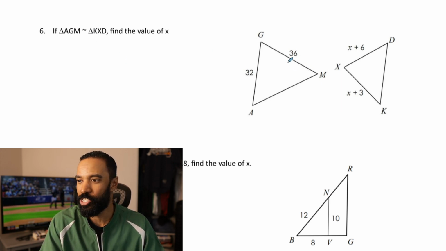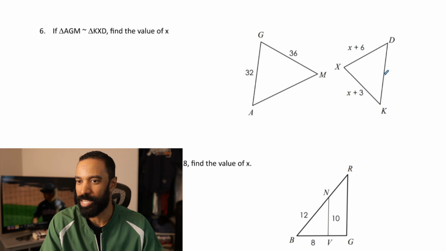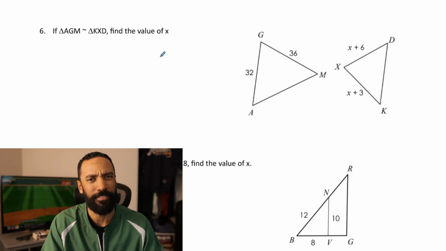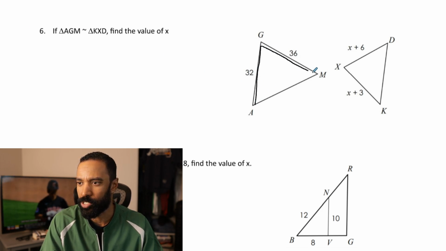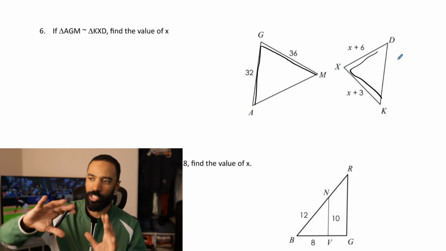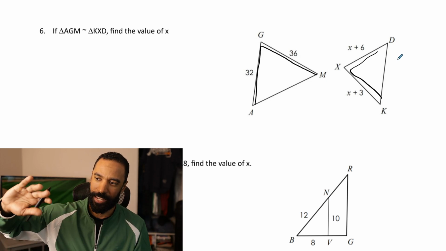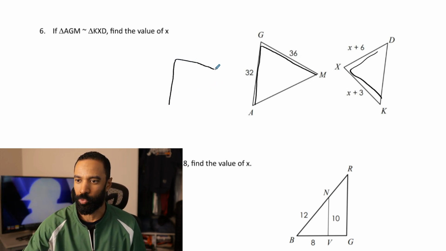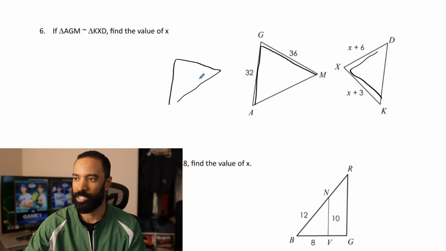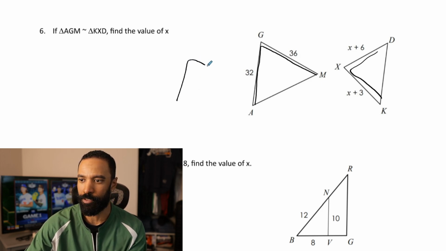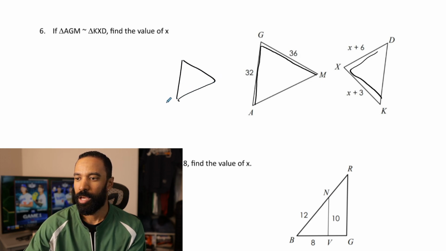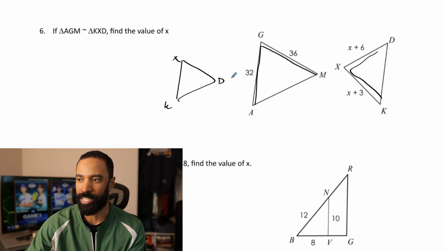All right. If triangle AGM is similar to triangle KXD, find the value of x. So let's consider what kind of transformation this is. AGM looks like that. KXD looks like that. So it looks like just a little bit of a rotation, right? I've got to take KXD and redraw it, and I do endorse the redrawing thing if you think it helps you. I can't even make it look similar, unfortunately. But this would be KXD, like that.